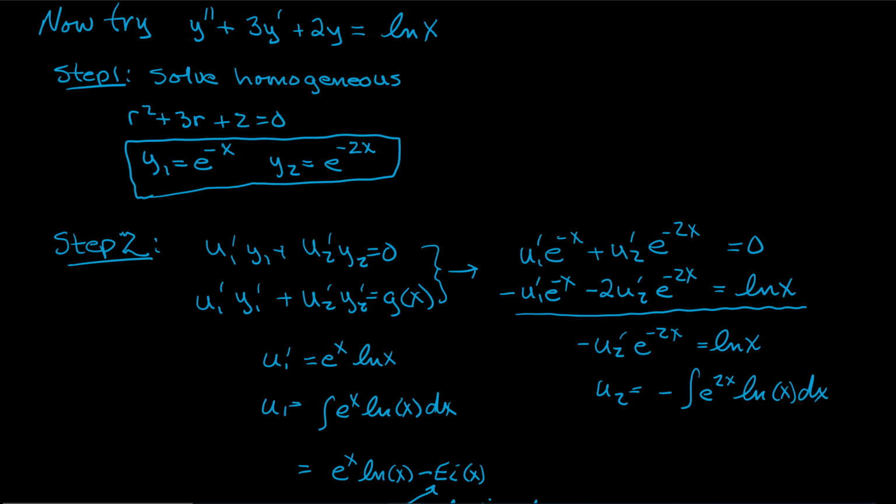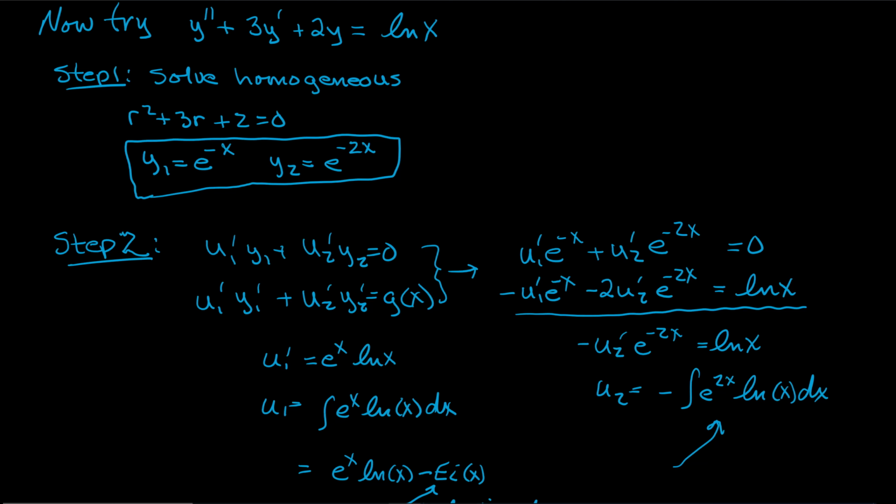As was the case in the previous one, when we add the two equations together, these leading terms cancel out. And we're now left with a negative u2 prime e to the negative 2x equals natural log of x. Multiply both sides by e to the 2x, trying to isolate the u2 prime, and multiply by a negative, is going to give us a negative e to the 2x natural log of x, which is what you see us attempting to integrate right here to get u2. We're undoing the derivative, the antiderivative.